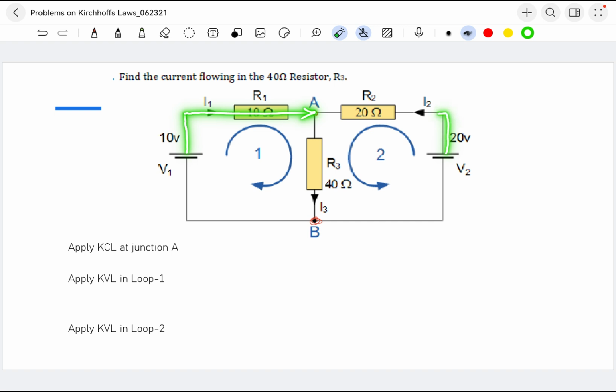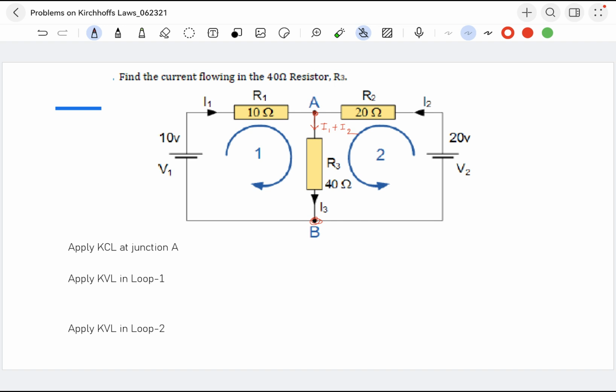From here also it is reaching from the second battery, it is reaching the point A. So at the junction A, I1 and I2 are merging, and they are leaving the junction A in this direction. How much current? I1 plus I2, of course, which is equal to I3. We are not using the word I3. I1 plus I2 current is flowing in the resistor R3.